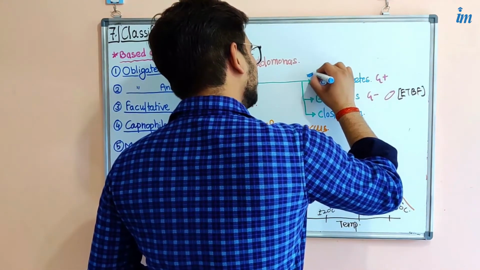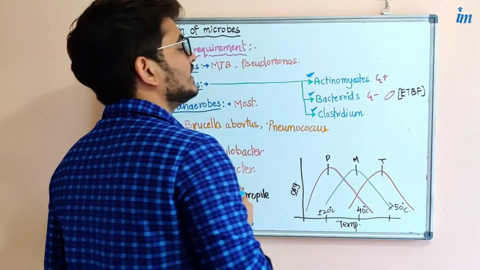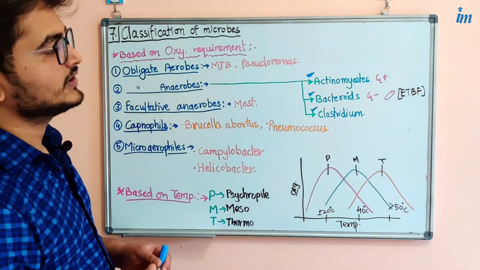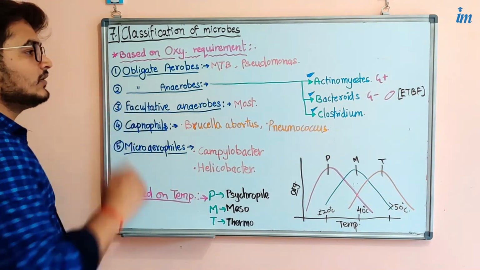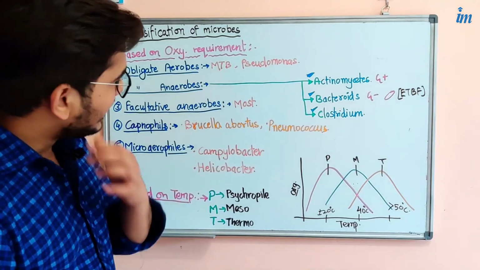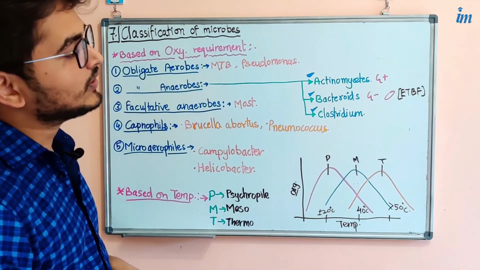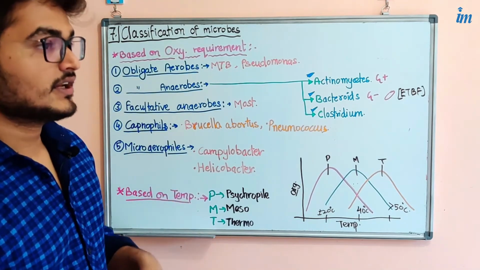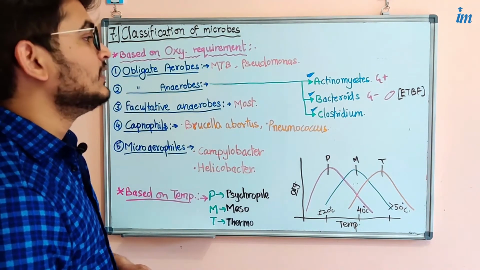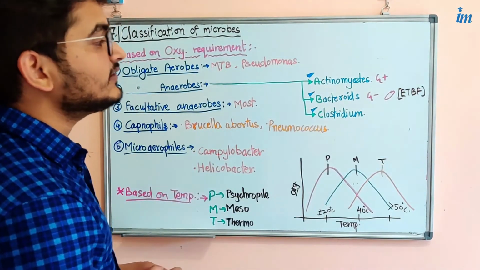Whenever you see actinomycetes, bacteroides, and Clostridium, never hesitate to answer obligate anaerobe. In obligate anaerobes, the first one, actinomycetes, are gram-positive bacteria, and the second one, bacteroides, are gram-negative bacilli. They cause disease in our gastrointestinal system, such as Bacteroides fragilis, an enterotoxigenic bacterium that causes problems in our gastrointestinal tract.